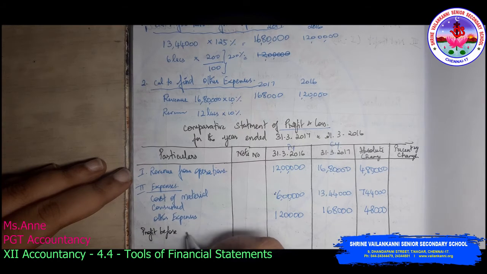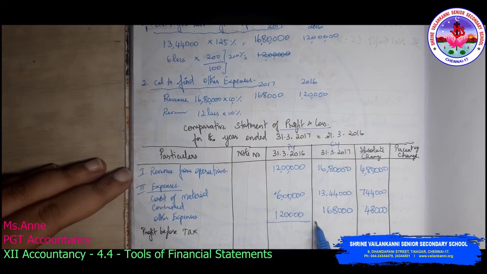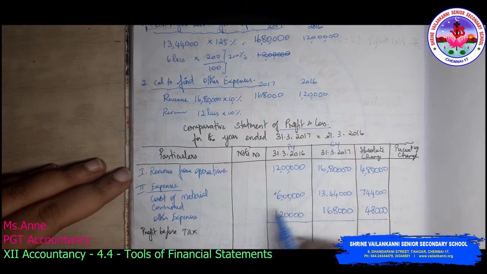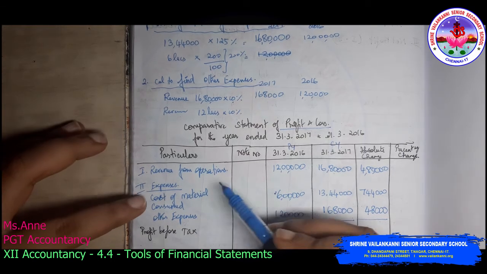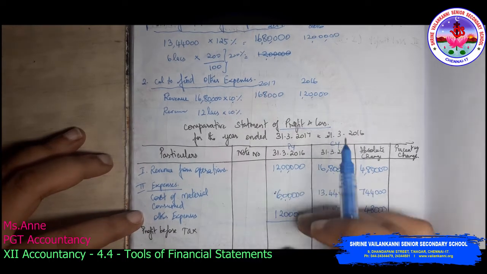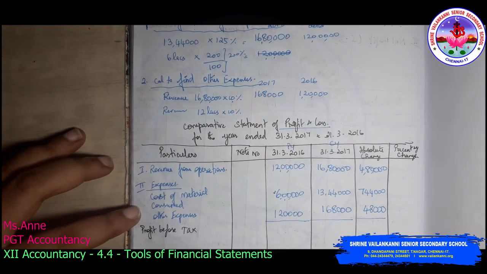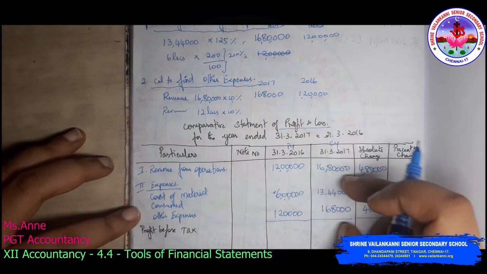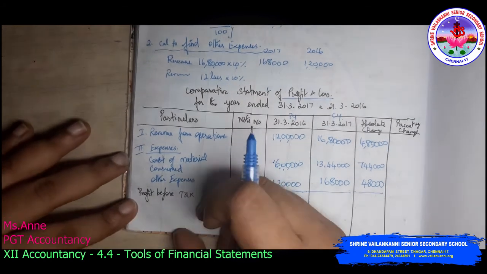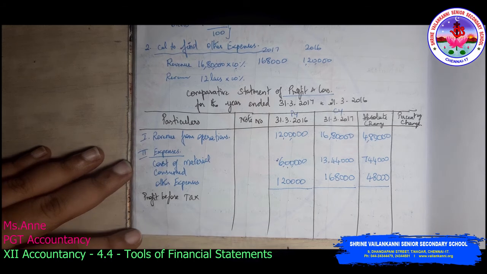So I'm going to take profit before tax, which is... you may have this total of expenses and then you may deduct this, but I'm straight away taking the difference as profit before tax. It is better that you have the total expenses separately, that is 1,20,000 plus 6 lakh, 7 lakh 20,000, minus 12 lakh. So you can have the separate total expenses here, you should write the total of these two, and then from that you need to prepare the profit before tax. Since I do not have too much space here, I'm just proceeding without the total.